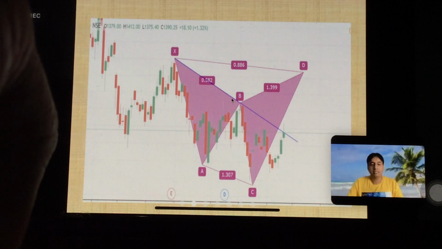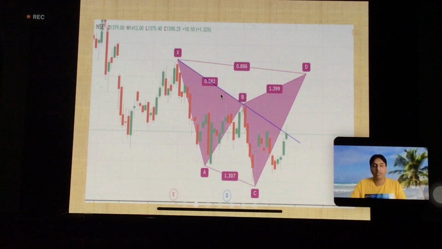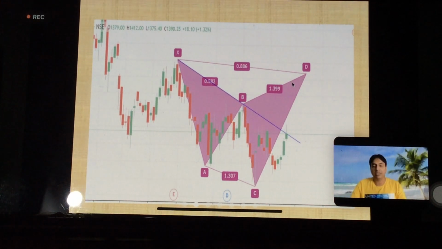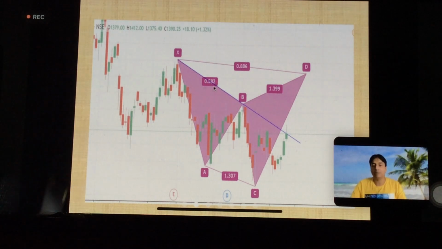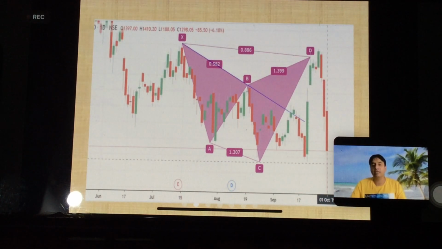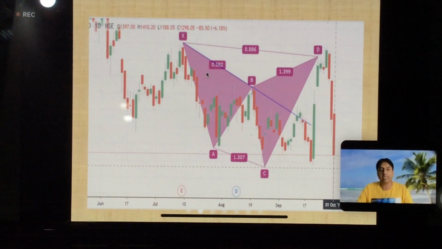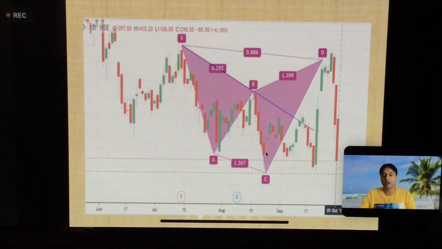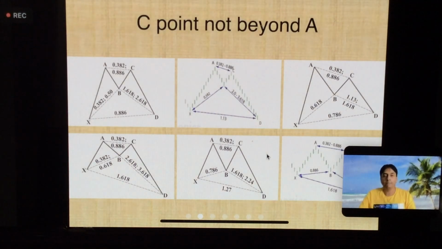So here you can see it's 0.582. Does it come to 0.886? Actually not. Right? 0.582 should come near 0.618. It went up, gave the target and then dropped down. Right? So basically it reacted to this XA retracement, we can say. So that's why I personally do not trade when C is beyond A. So C point not beyond A.